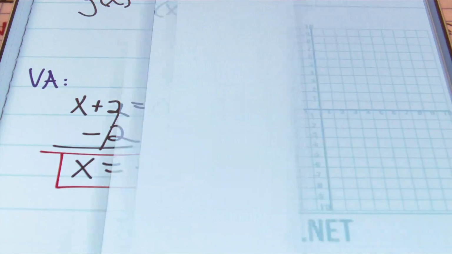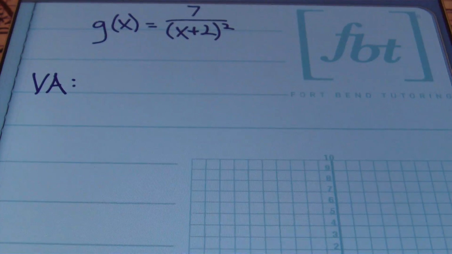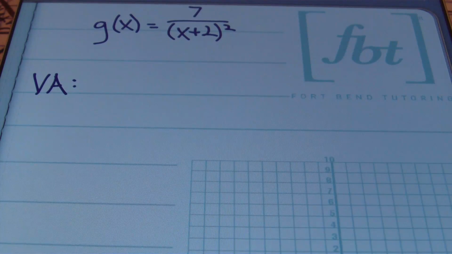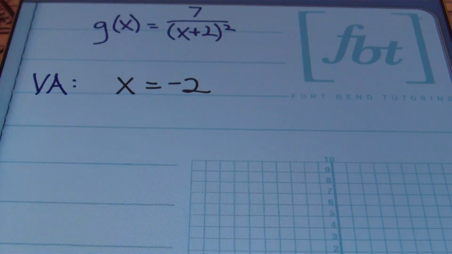Let's graph it. All right. Alrighty now, check this out. Okay, we have our original function g of x equals 7 divided by the quantity x plus 2 squared. We just found that our only vertical asymptote in this equation is x equals negative 2. That's it. Just the one vertical asymptote, and we're going to graph it.